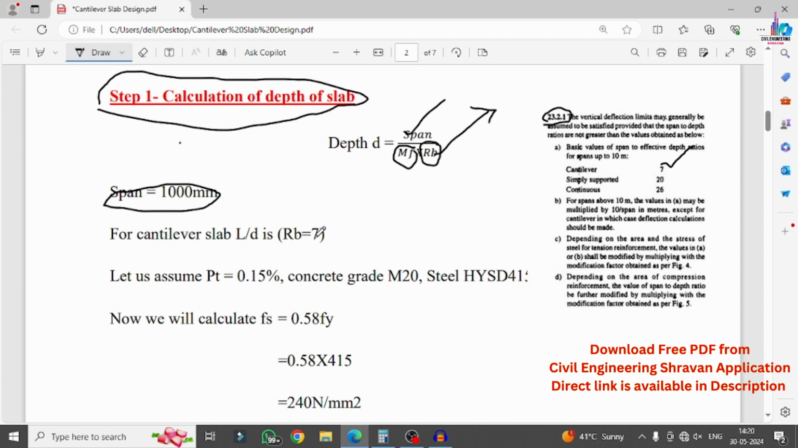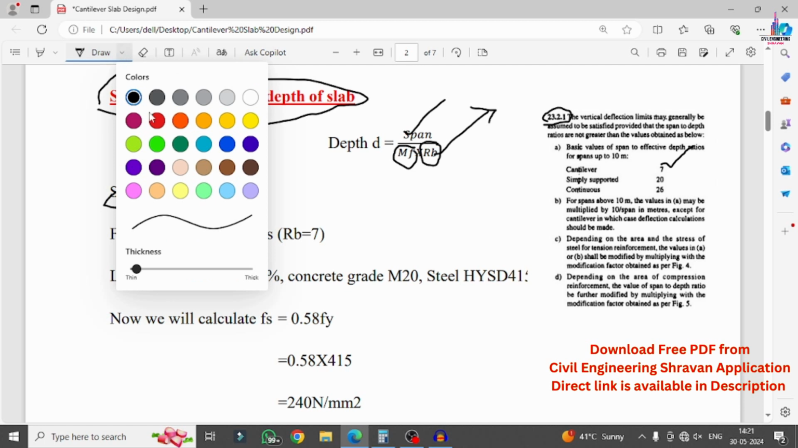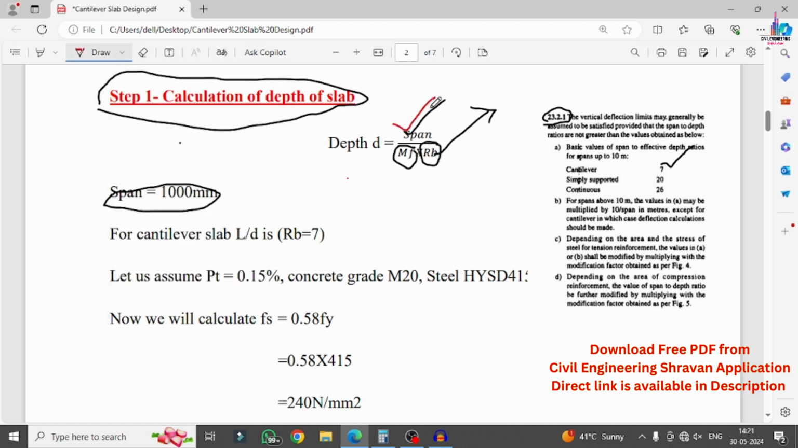We know the value of the span as well as the L by d value, which is obtained from the IS code book provision from clause 23.2.1. Now our next task is to calculate the modification factor. For calculating the modification factor, we require the fs value as well as the pt value. In the IS code book, page number 38, there is a curve related to the percentage of the steel and the value of fs. It consists of different types of curves, and based on those curves you can calculate the modification factor.